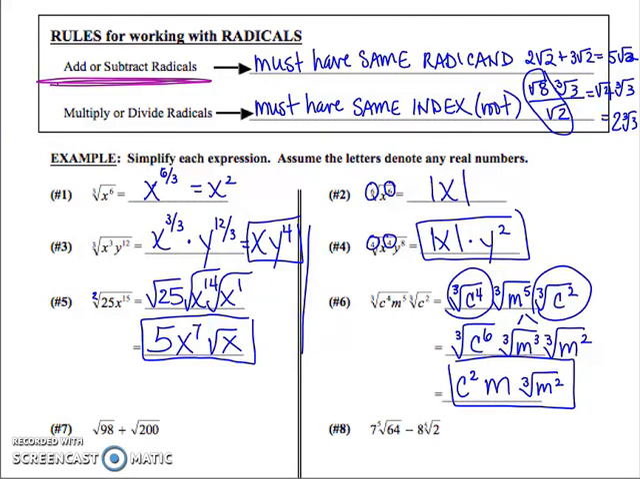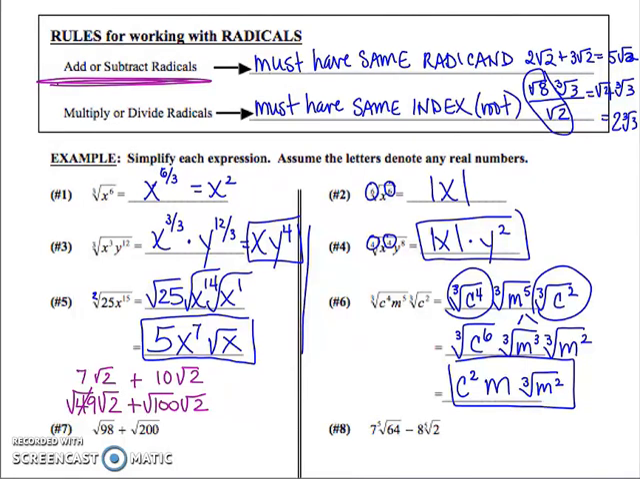So I'm going to rewrite the square root of 98 as the square root of 49 times the square root of 2. And then 200, the biggest perfect square that goes into 200 is 100. So I'm going to rewrite that as the square root of 100 times the square root of 2. Well, now I can simplify these. Square root of 49 is 7, so that's 7 square roots of 2. And the square root of 100 is 10, so that's 10 square roots of 2.